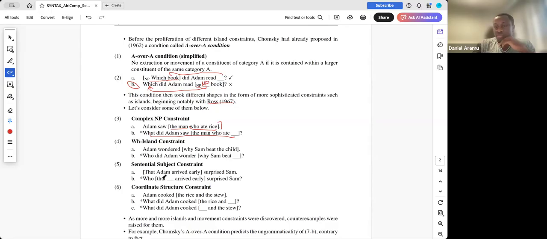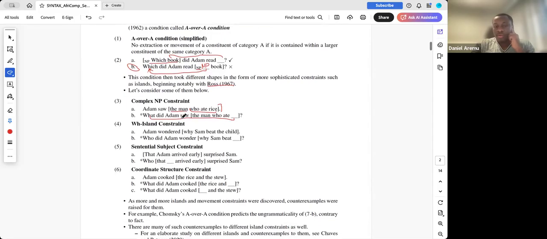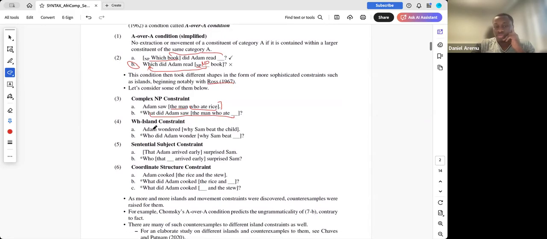And that is a complex noun phrase constraint, that you cannot move out of a complex noun phrase. And like I said, the complex noun phrase is a phrase that takes either a relative clause or even a complement clause. Okay, that is one. Another island constraint is the WH island constraint. The WH island constraint is more like a complement of the verb that begins with a WH phrase, basically.